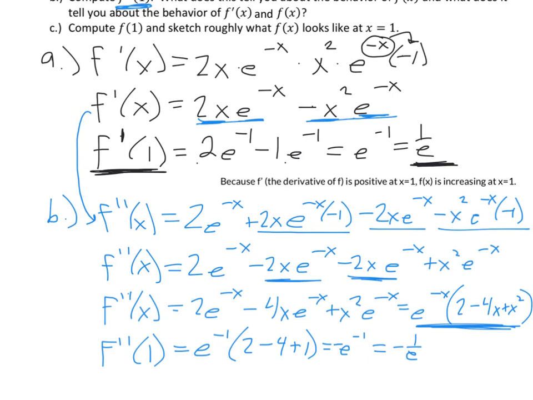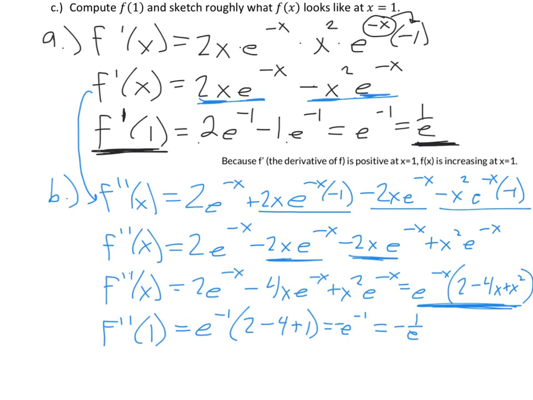Now the question said, what does that tell us about the behavior of f prime of x and f of x? And so, if you followed me on this one, you might pause the video and think for a moment. We just found that the second derivative is negative. What does that tell you about the derivative, and what does that tell you about the original function? Hopefully you remember from what we had just talked about that there's a separate statement that we can make for each of these. So we could say something like, because the second derivative is negative at 1, we know that the derivative is decreasing and the function is concave down at x equals 1.